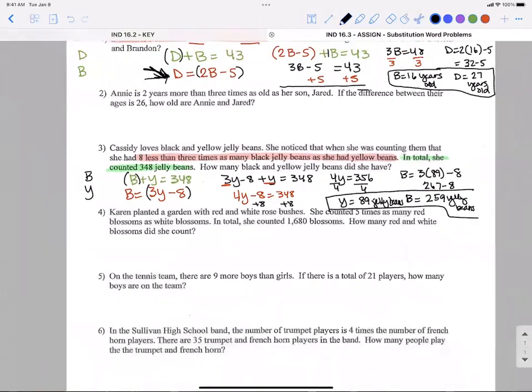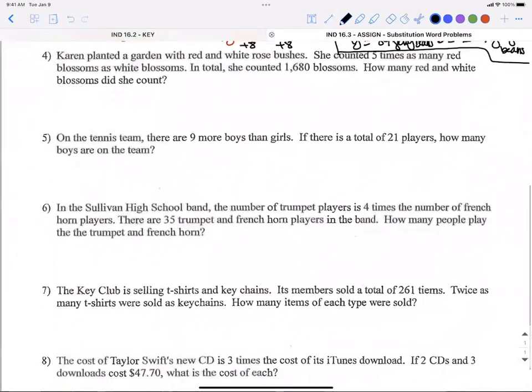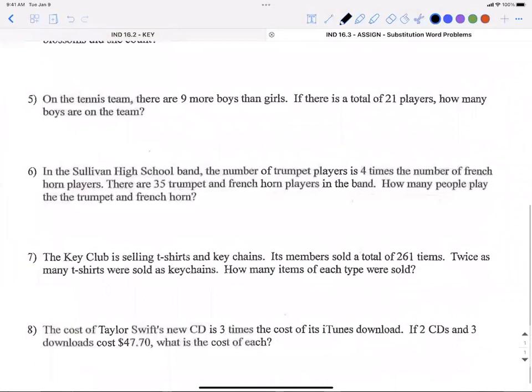All right, I'm gonna skip number 4, let you set that one up. I'm gonna help you set up number 5 and number 6 and number 8.